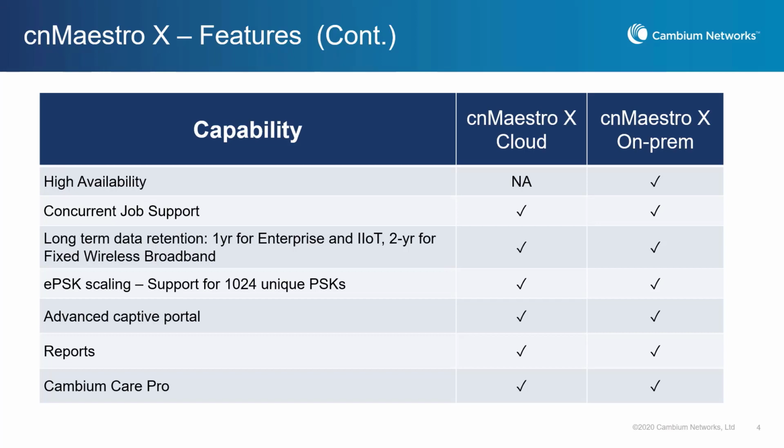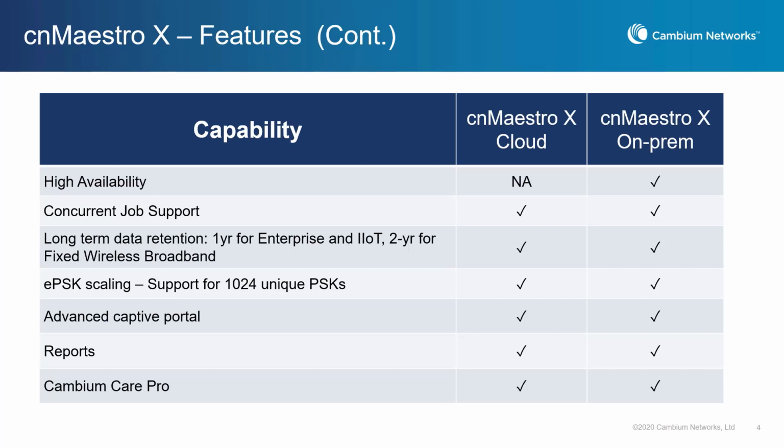On the fixed wireless side of the house, we will be offering up to 2 years of historical data. This gives the customer the ability to go back in time to analyze events and performance metrics to determine trends and make plans for future growth. The same also goes for the enterprise product line, where we will be offering up to 1 year of historical data. This is also great for discovering trends and planning for the future.